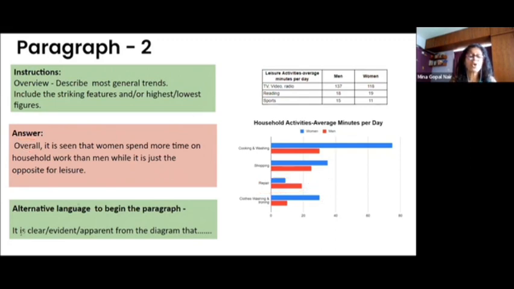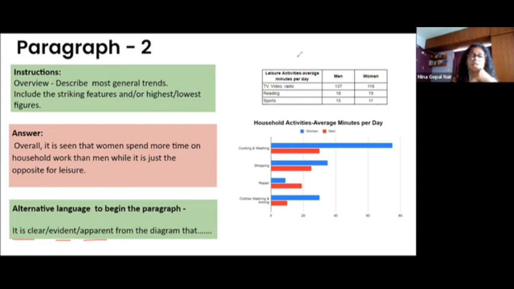There is some alternate language that you can use to start the overview paragraph. You can say it is clear, it is evident, it is apparent from the diagram that women spend more time on household work than men, while it is just the opposite for leisure. So you can as well use this language to start your overview paragraph.